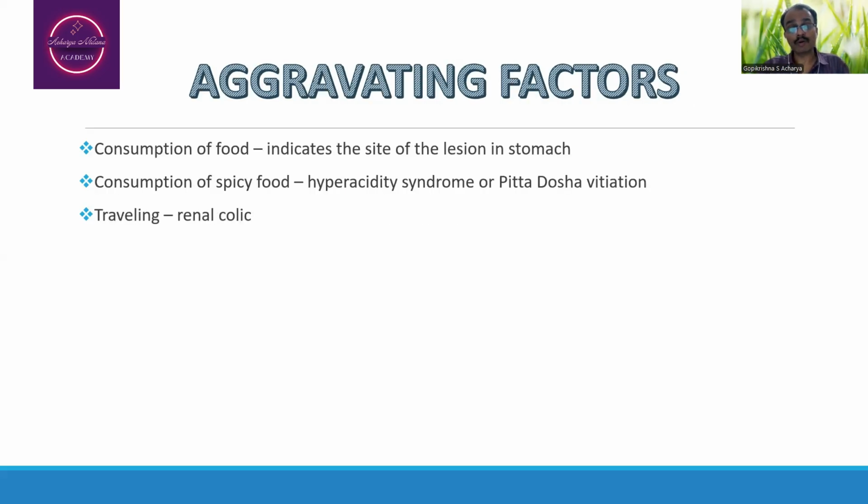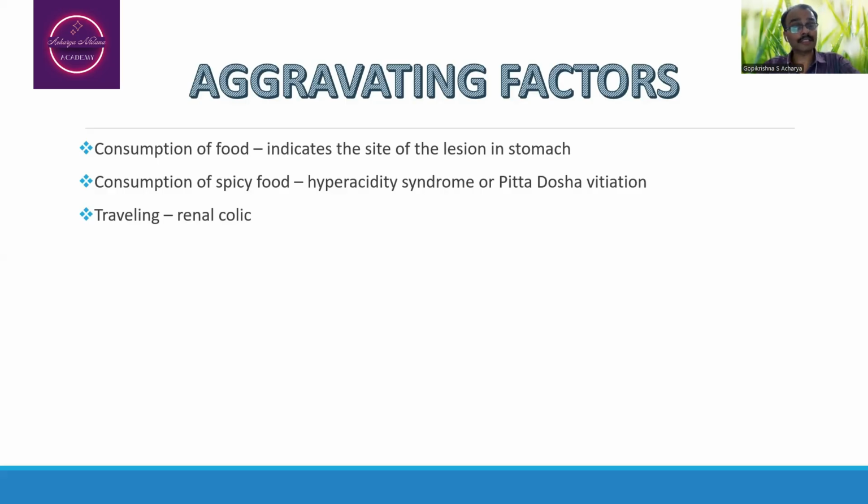Then we need to think about the aggravating factors. Observing certain aggravating factors is helpful in determining the exact pathological events. For example, if the person consumes food and it worsens the pain in the epigastric region, that may indicate the probable site of the lesion is in the stomach region. Suppose the person consumes spicy food and then gets pain in the abdomen, the epigastric region, followed by vomiting, that may indicate hyperacidity syndrome.